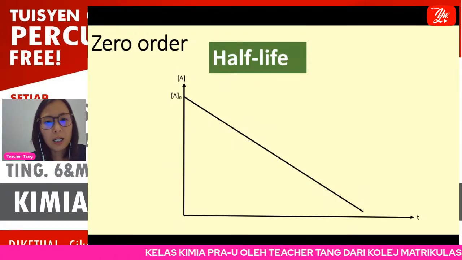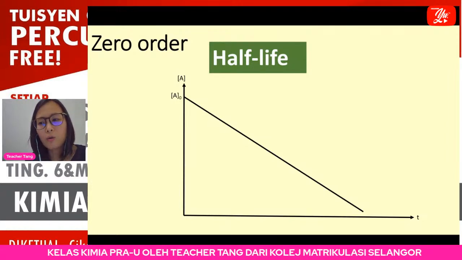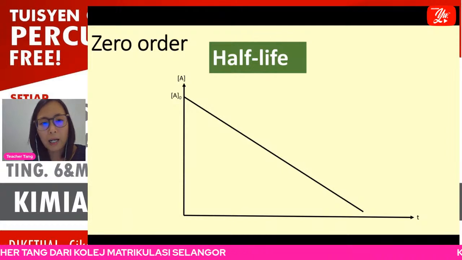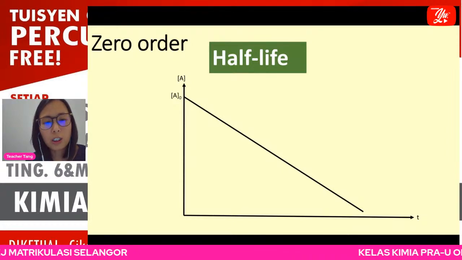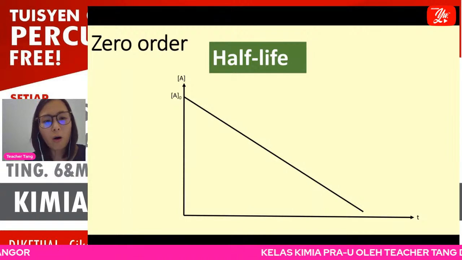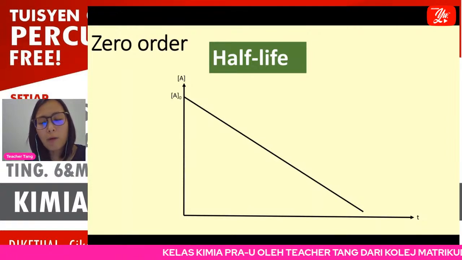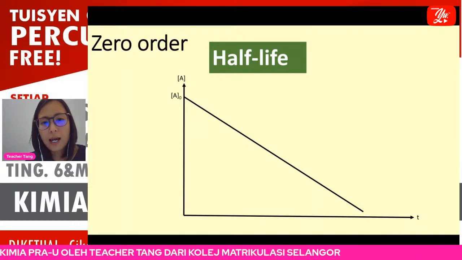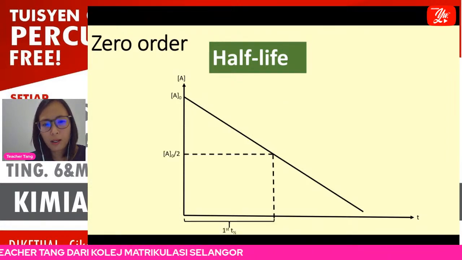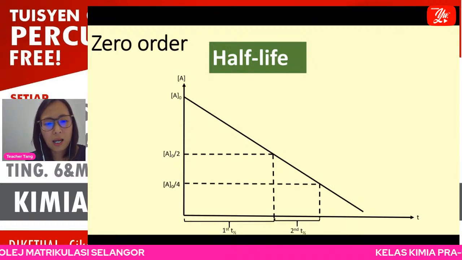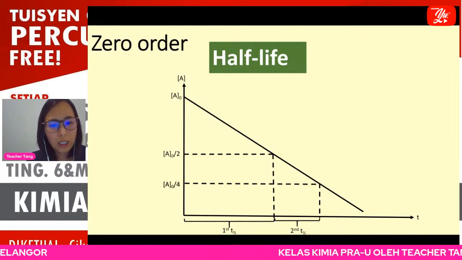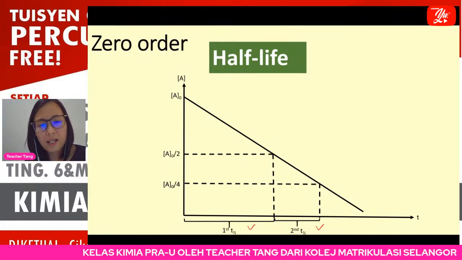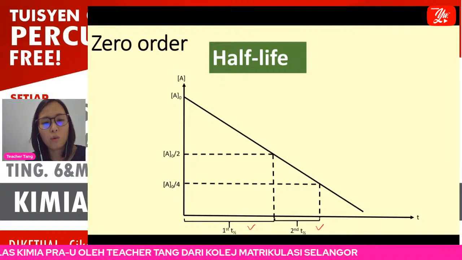For zero order, we can also determine that the reaction is zero order with respect to the reactant by plotting the concentration versus time graph. For zero order, the concentration versus time graph will be a linear graph like this. And for zero order, we can see that as the initial concentration decreases, the half-life decreases. So this is the pattern for a zero order reaction.